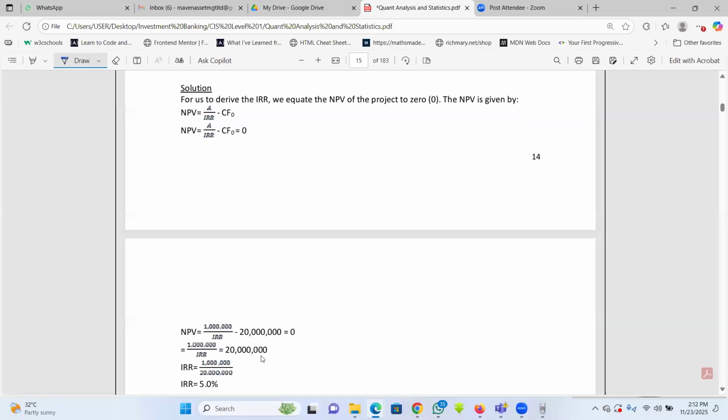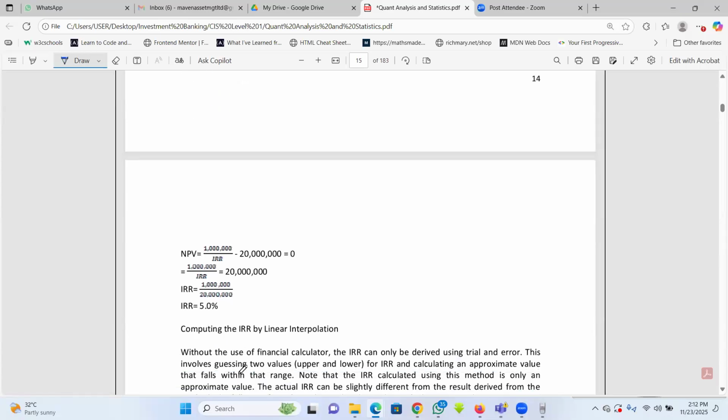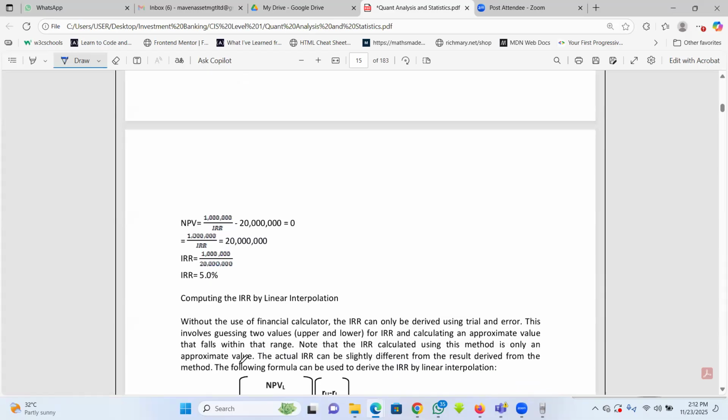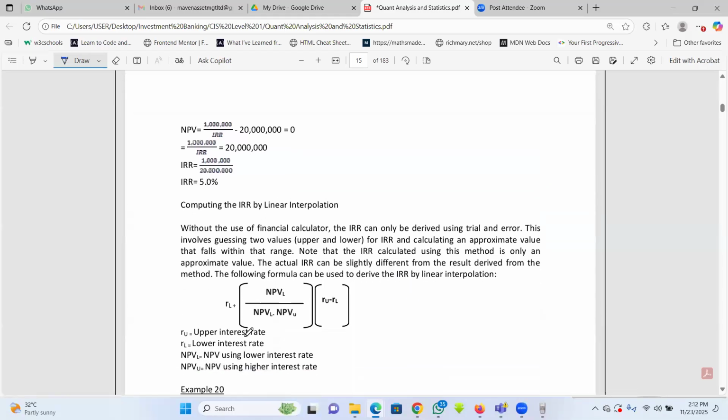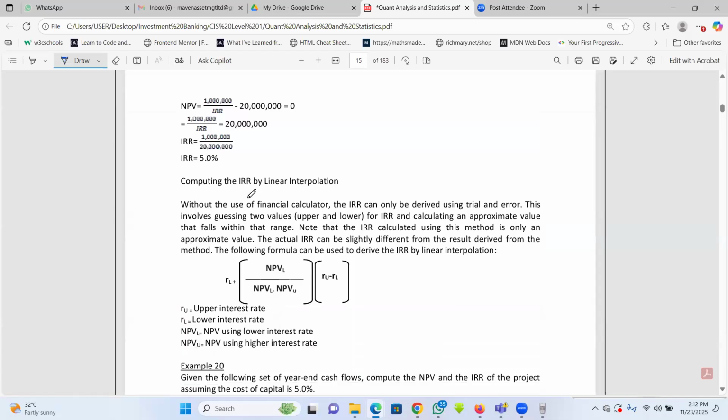Remember that this is a perpetuity, so you're having the amount divided by your internal rate of return. Please watch the previous videos if you are not very well grounded in the concept of annuity and perpetuities. So this is settled. We want to move on to the next concept, which is computing the IRR by linear interpolation. CIS asked this question a lot.